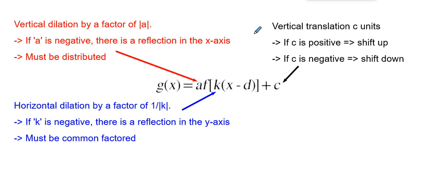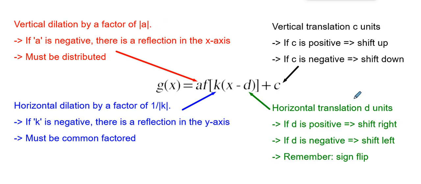The c value is the vertical translation, and it will be c units. If it's positive, it's up, and if it's negative, it's down. And the horizontal translation is d units. If d is positive, it'll shift right, and if d is negative, it will shift left. Remember the sign flip. So if it's x minus d, then the d value is actually positive.